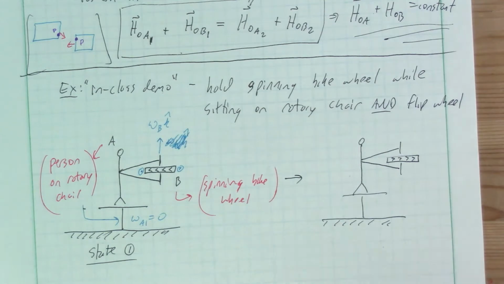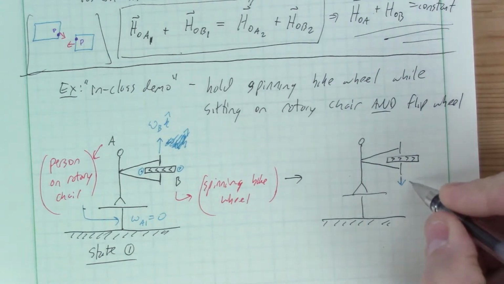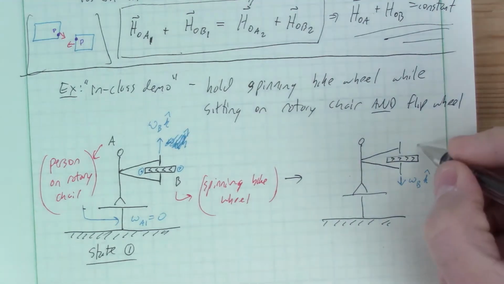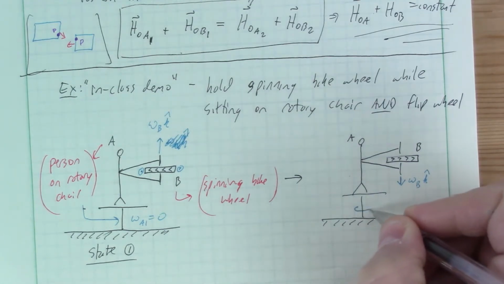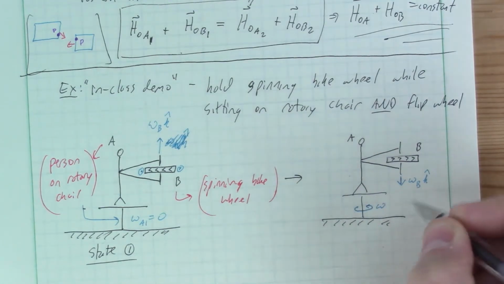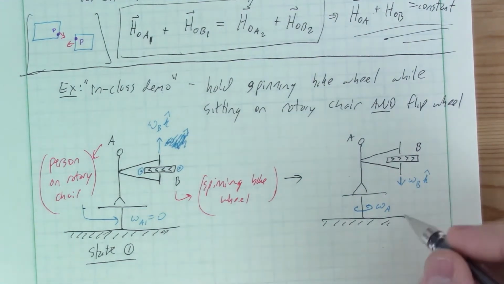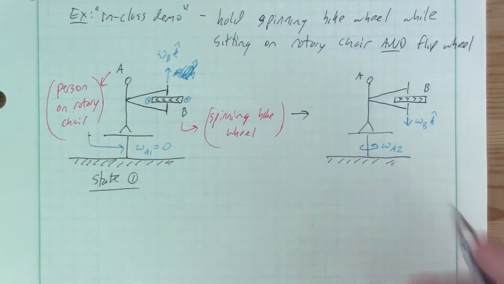They just swapped their hands around, and let's say the wheel keeps the same angular velocity, so now omega b points downward. Here's b and here's a. What we want to know is what happens down here. Does the person start spinning? I'll put in a direction: this is omega a2. This is state 2.